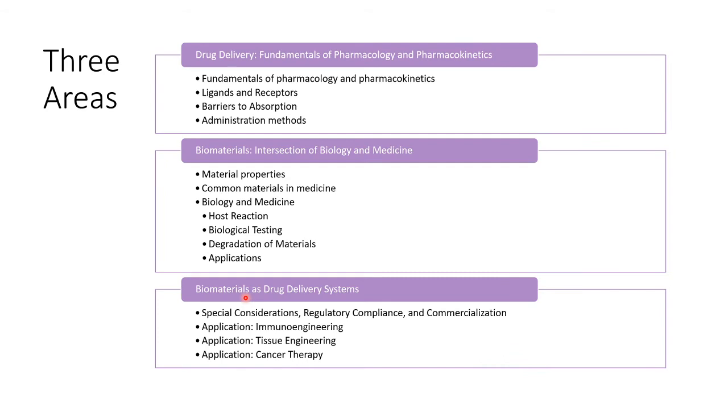So I'll be delivering this course in 3 main modules. The first module is on drug delivery and the fundamentals of pharmacology and pharmacokinetics. So I'll be going through these very broad ideas of how pharmacology works in humans, like the concept of ligand and receptors, how that's important, how common medicines are delivered and why they're delivered a certain way.